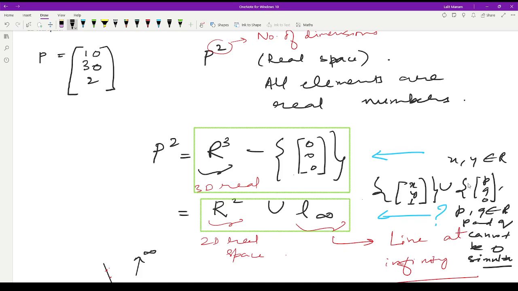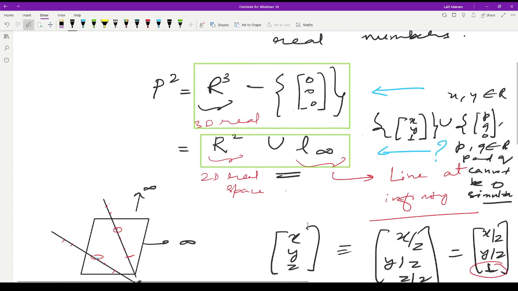So this is what the second definition of projective space means, projective space in two dimensions. So what is the first definition? The first definition is to take the whole 3D space and just remove the origin. Fine. So why do we remove the origin?